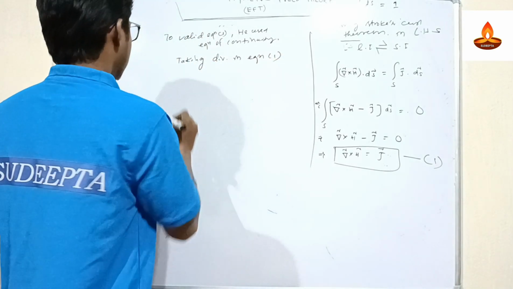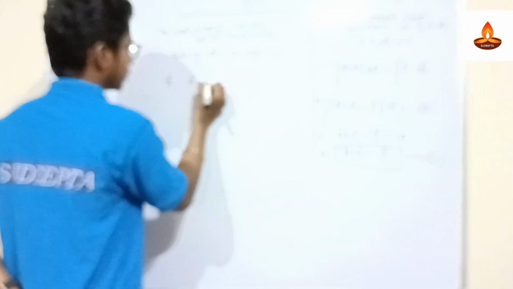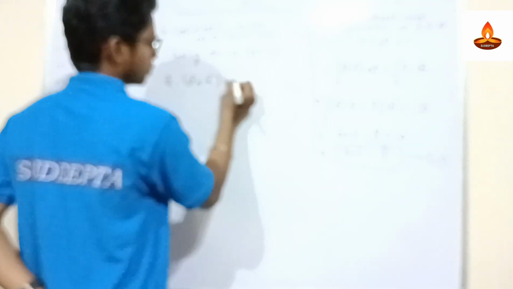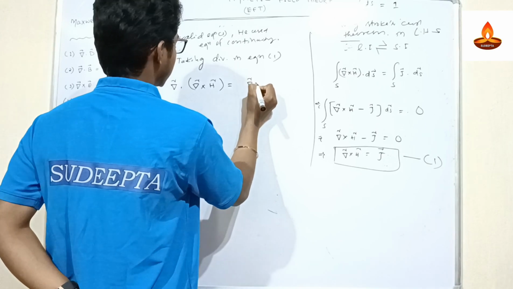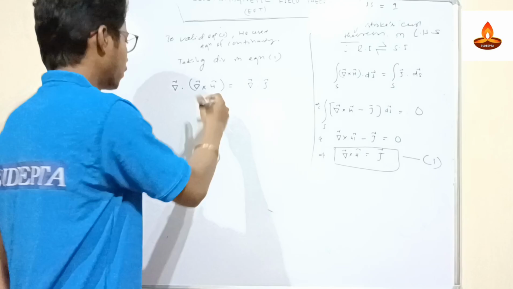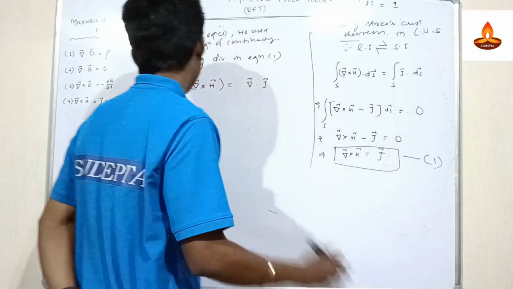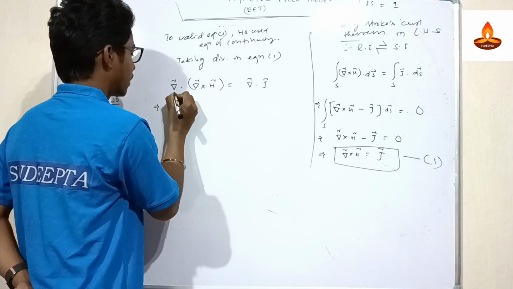The divergence of curl of H is equal to the divergence of current density. So divergence of curl of H is equal to divergence of current density. What will happen here is that this term will be 0.